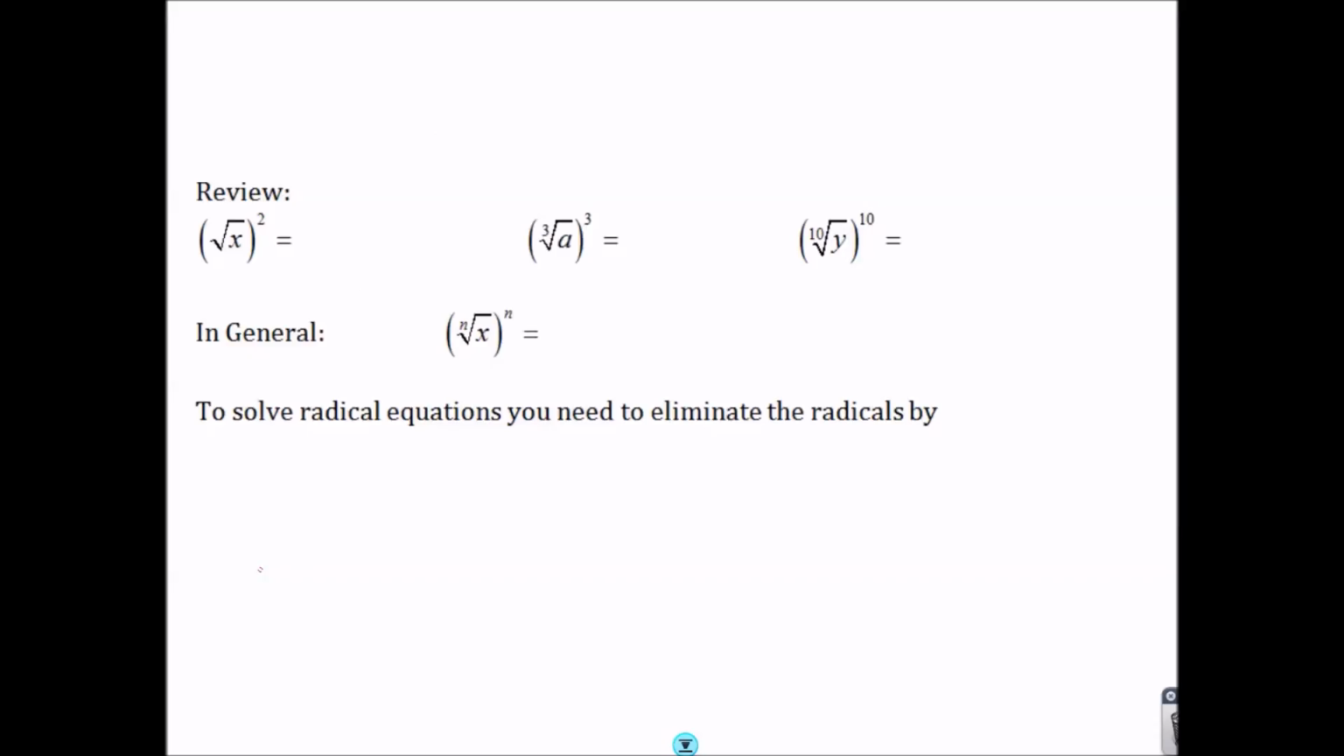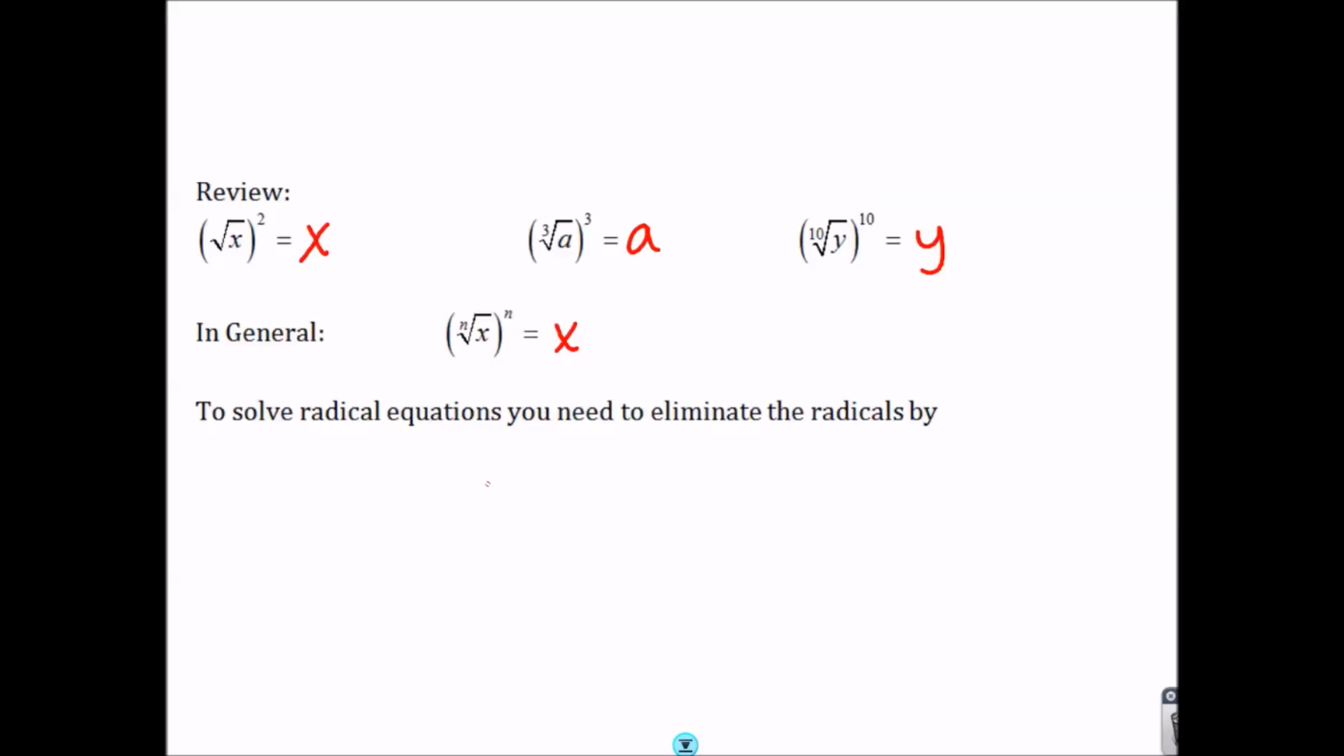If we have the square root of x squared, squaring that undoes the square root and we are just left with x. The cube root of a cubed is just a. The 10th root of y to the 10th power is just y. So in general, if we have an nth root of something and raise it to the nth power, we're just left with whatever is inside the radical.